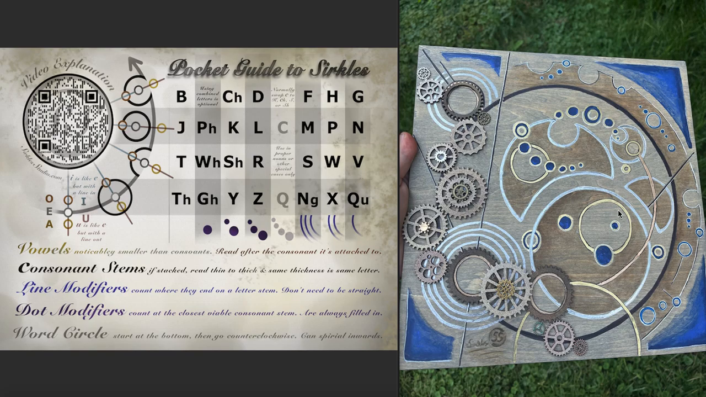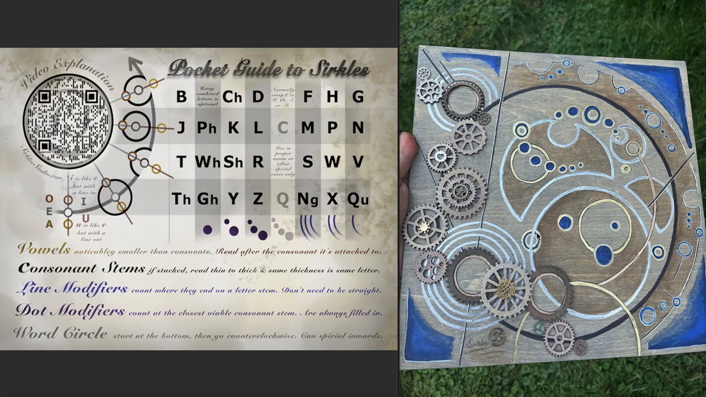So we're inside the word circle, and there are some modifiers. 1, 2, 3 dots are around this letter, so that makes it the letter L, because you count up the dots or the lines to figure out which column the letters are in. So this is the L.